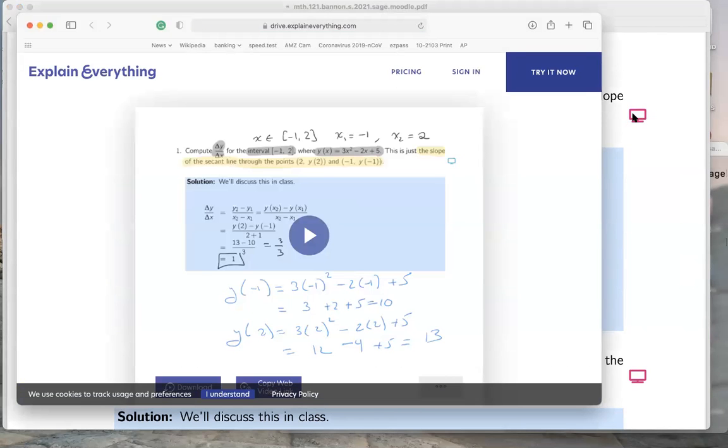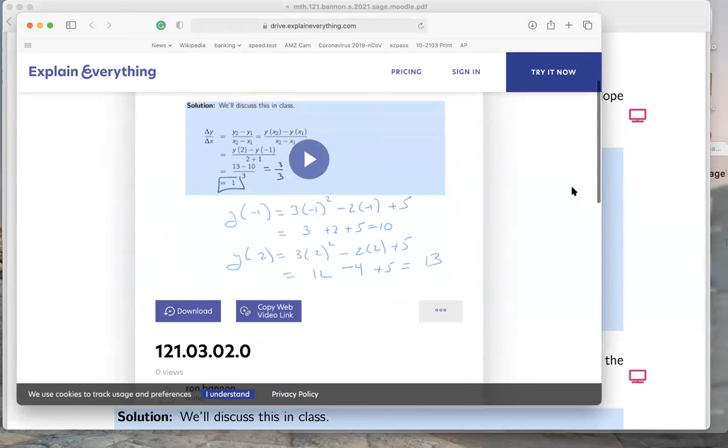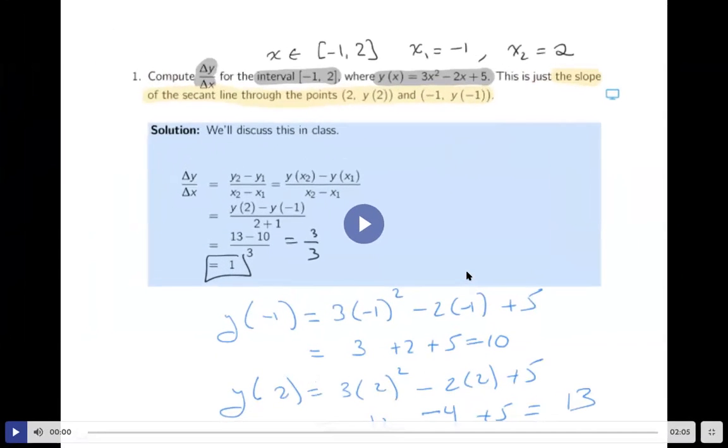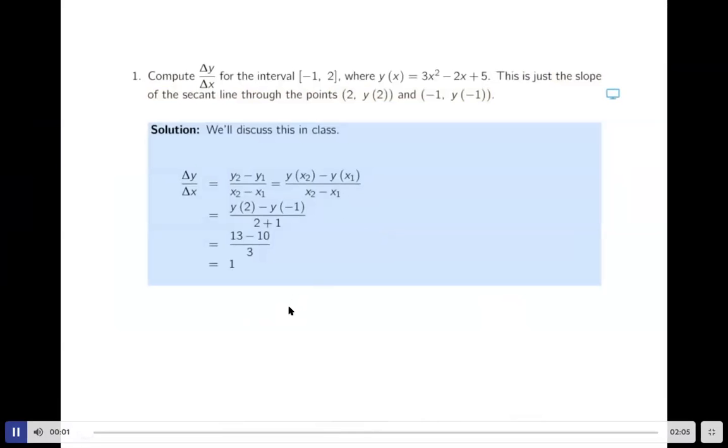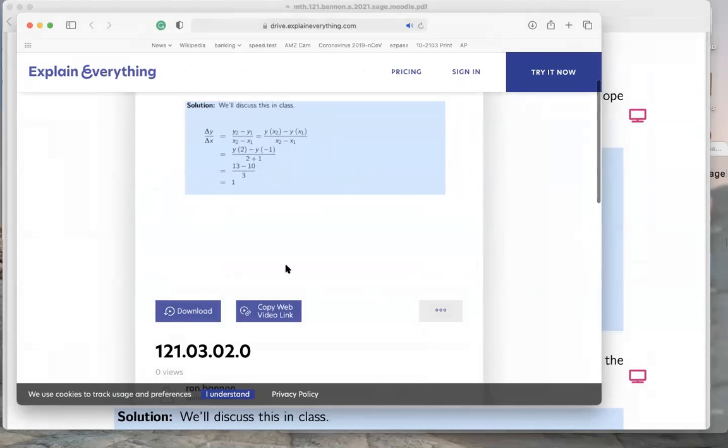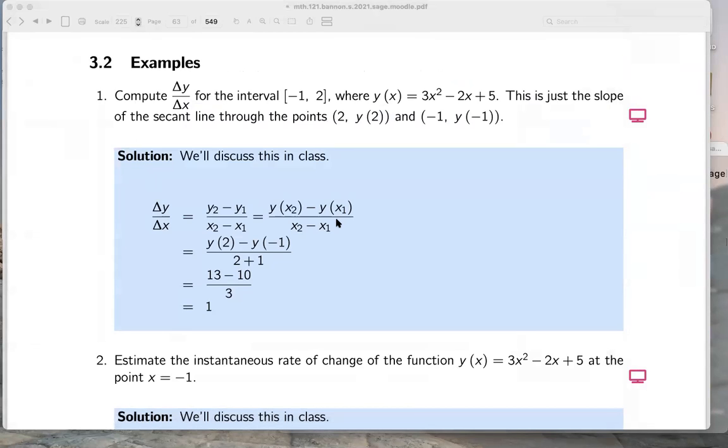And what's going to happen? A video will open up that's not very long that will go through that. Let me just briefly go through that. If you want to look at that video, it's 2 minutes and 5 seconds for that example. You can expand the window and play the video. I'm going to start it, but I'm not going to finish it. Okay, they want you to compute the delta y over delta x on this given interval over here. All right, I'm going to stop that.